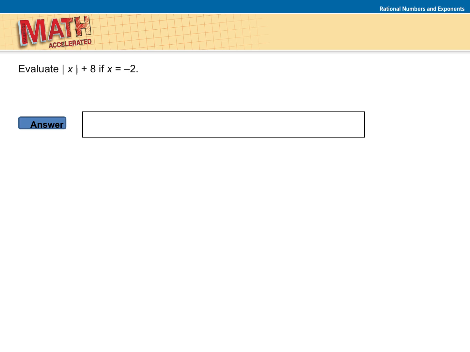What do we do on this one? Substitute x. Good. So we have the absolute value of negative 2 plus 8. Izzy, what's the absolute value of negative 2? 2. Good. And then plus 8. What's 2 plus 8? 10. One more time. What does absolute value mean? The distance from 0. Start at 0, and then you start counting. Okay?